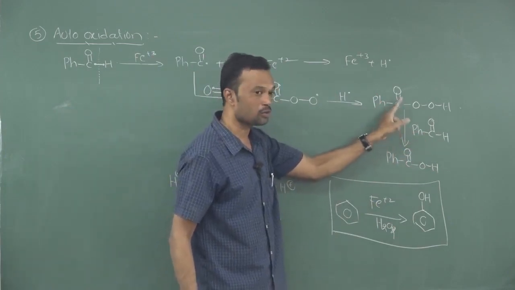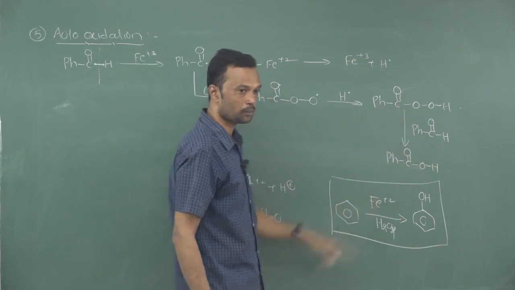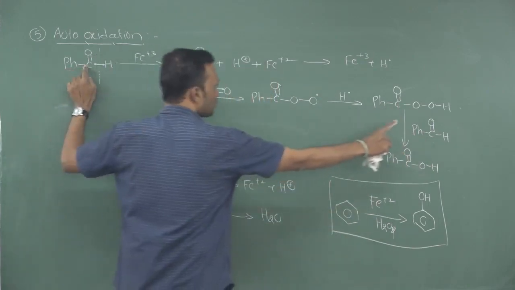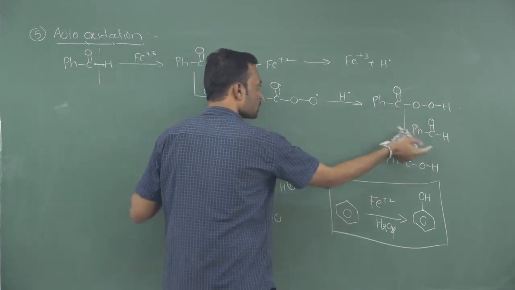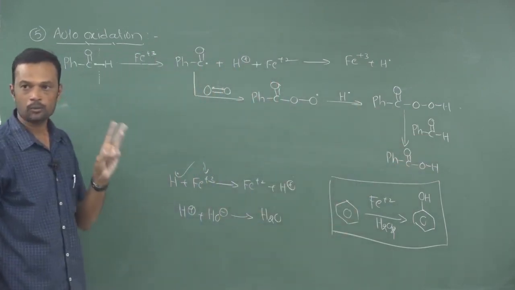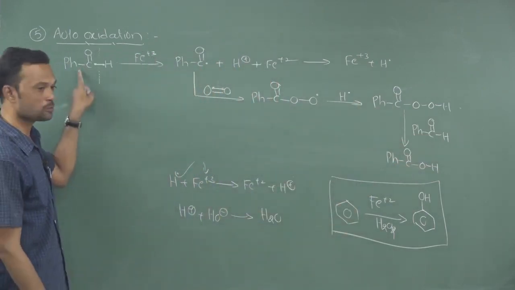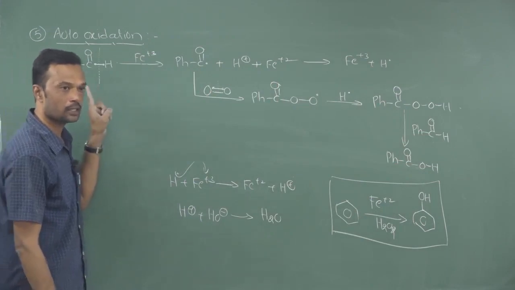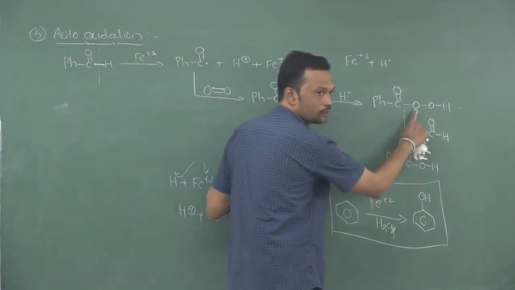This molecule is coming from which reagent? This is coming from benzaldehyde, and this is oxidizing its own molecule. That's why it is called auto-oxidation. I am using two benzaldehydes. This is the first benzaldehyde. The first benzaldehyde gets converted to perbenzoic acid.